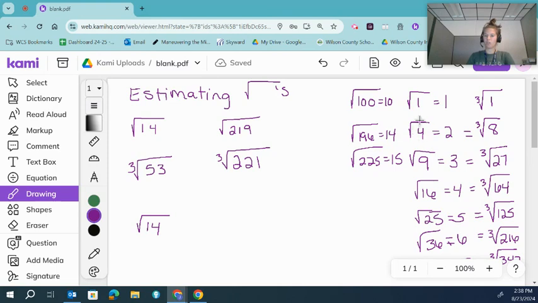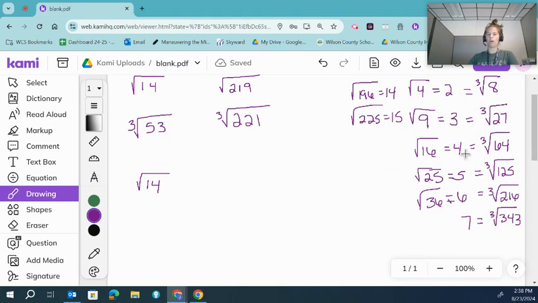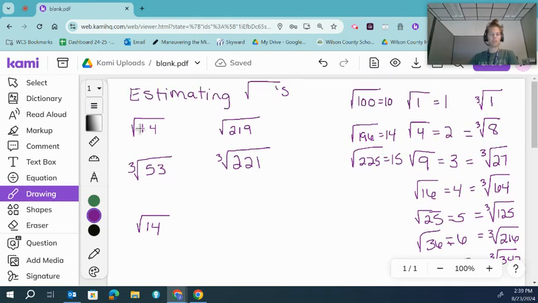2 squared is 4, so the square root of 4 is 2. Square root of 9 is 3, square root of 16 is 4, square root of 25 is 5, and so on. Then I did the same thing for cube roots because we'll be estimating a couple of those, at least to the nearest integer today. The cube root of 1 is 1. 2 cubed is 8, so the cube root of 8 is 2. Cube root of 27 is 3. Cube root of 64 is 4, and so on.